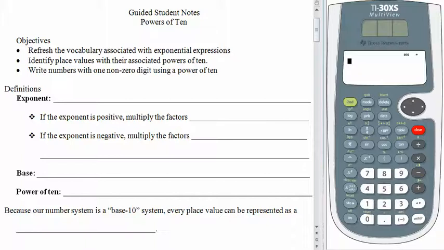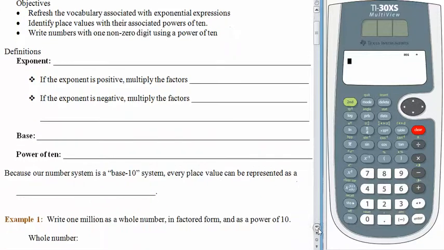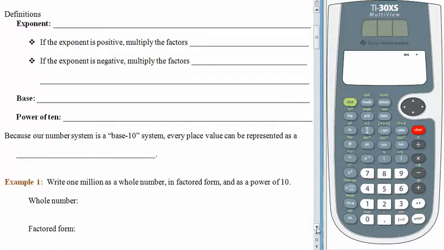So let's get started. Grab your calculator and your guided student notes. Here we go. So the first thing we want to do is review vocabulary a little bit and remind ourselves what an exponent is. And you'll remember that an exponent is something that we write as a superscript, a small number a little bit raised up. And what this exponent does is it tells us the number of factors of the base that we need to have.